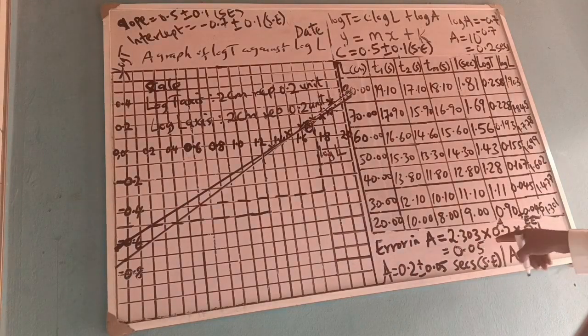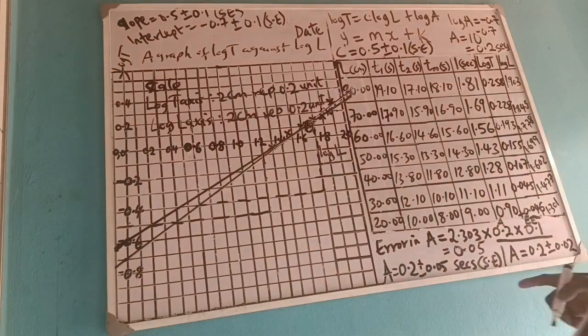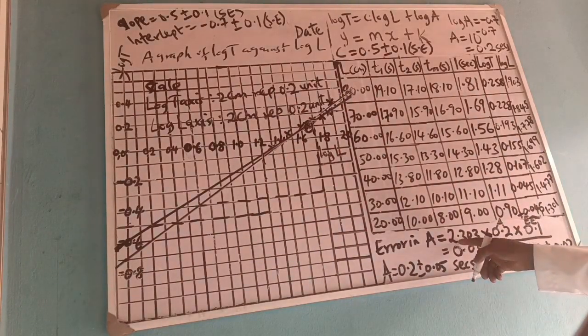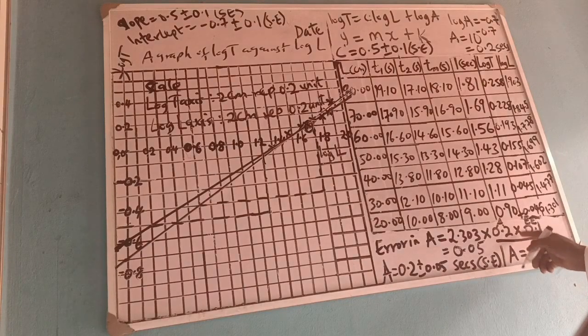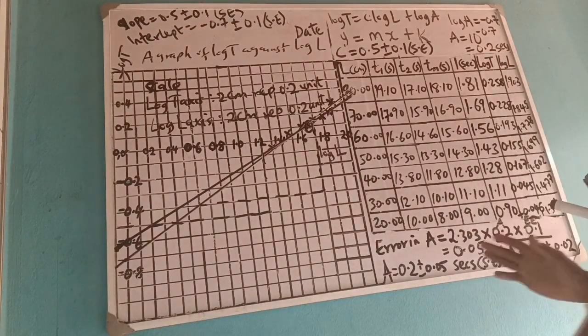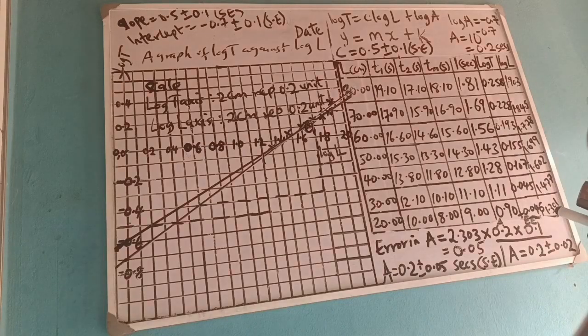That is 2 times the value of A times the error in intercept. That is what we have. If you do not know about 2.303, just say 0.2 times 0.1. No, you are still on the track. So you just say 0.2 plus or minus 0.02 seconds, and you attach the standard error by the side. So that is how to get your C, your A, your slope, your intercept, and the error.